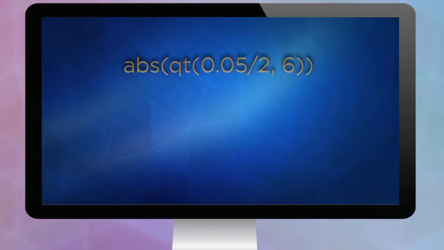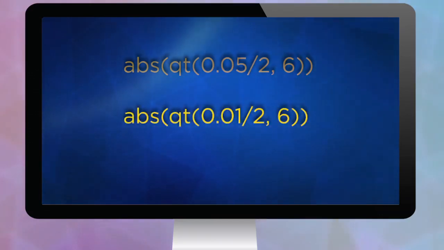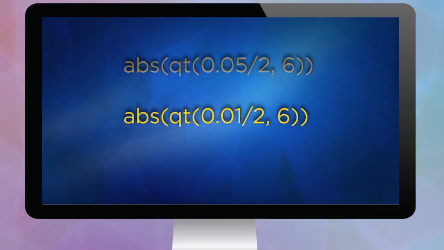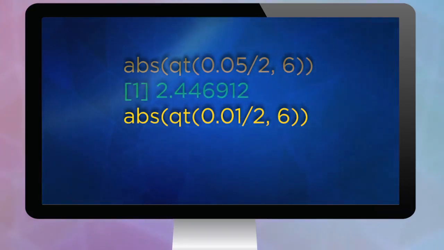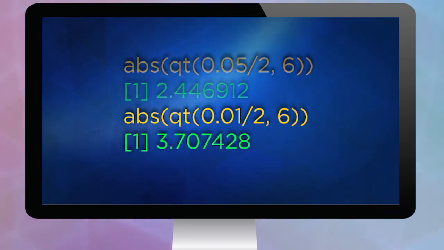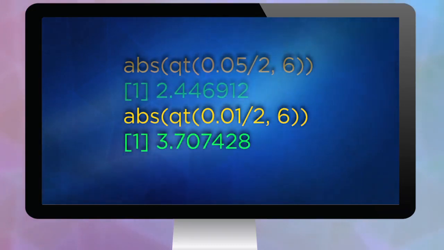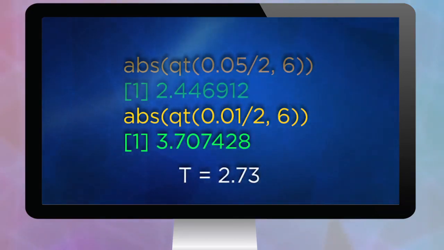If we wanted to get a critical value for the 99% confidence interval, again, we'd use the absolute value of qt, now 0.01 over 2, with 6 degrees of freedom. So here are the critical values that R gives us. At the 95% confidence level, our critical value is 2.44, and at the 99% confidence level, our critical value is 3.7. This is what we compare our t-test statistic to.